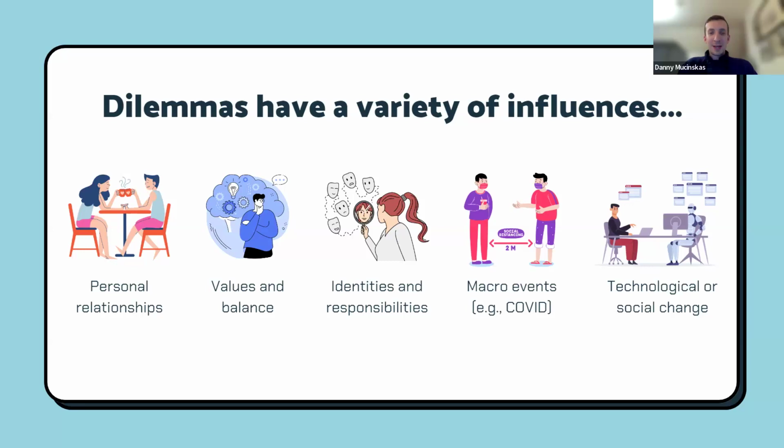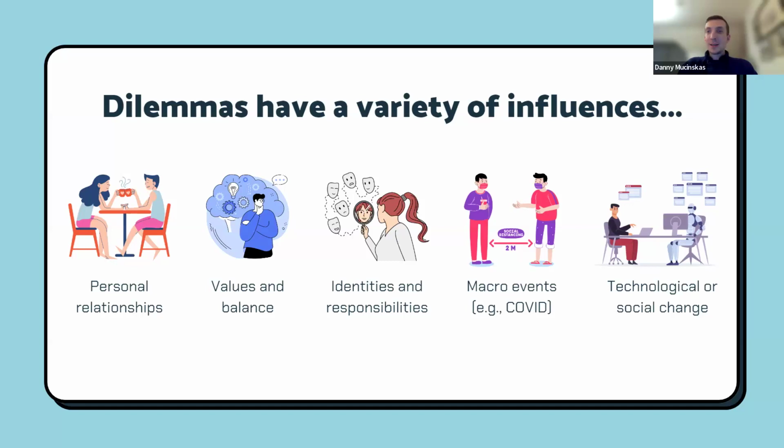This third middle category, identities and responsibilities. So if you've seen our PD session on responsibilities and the rings of responsibility, you'll know that a lot of times our responsibilities in particular situations can be in conflict. That can cause a dilemma. Maybe when you feel you have a different responsibility to yourself in a particular set of circumstances versus a responsibility to your workplace or to the people who are around you, members of your team.